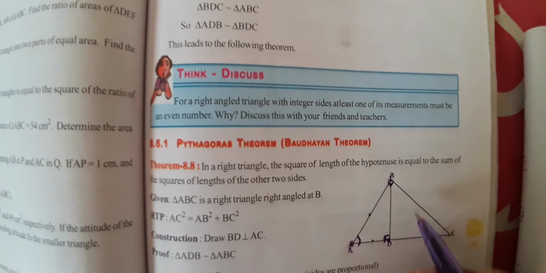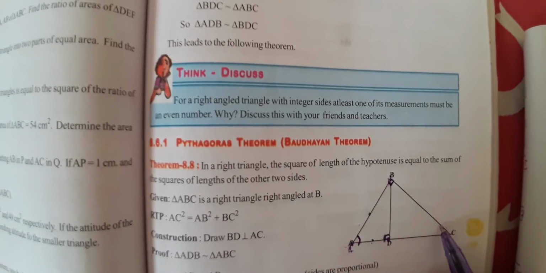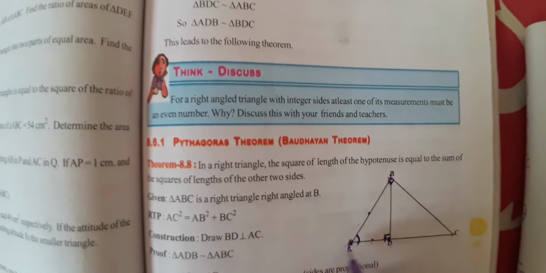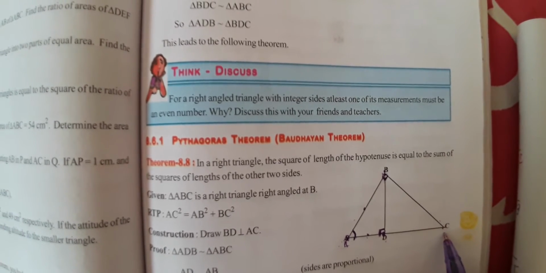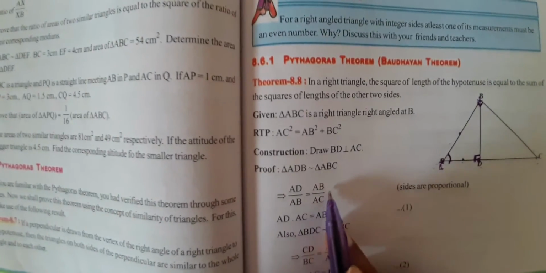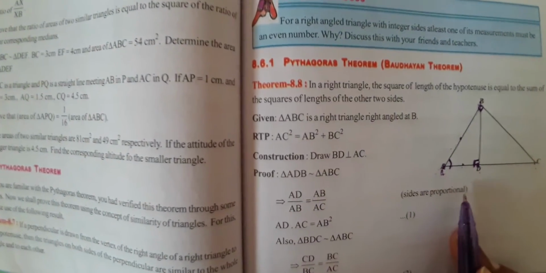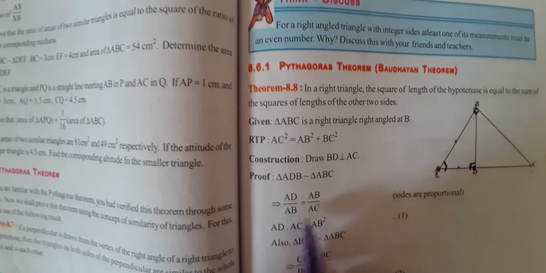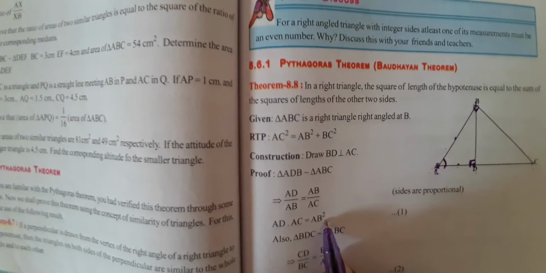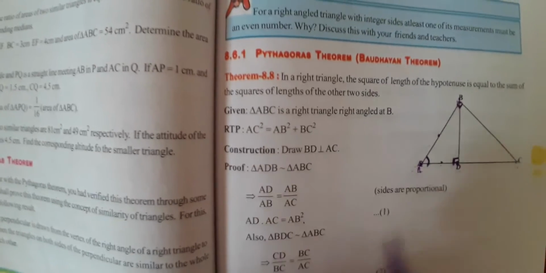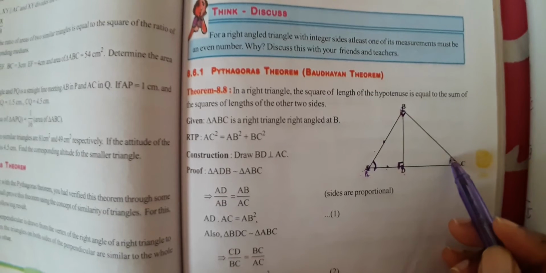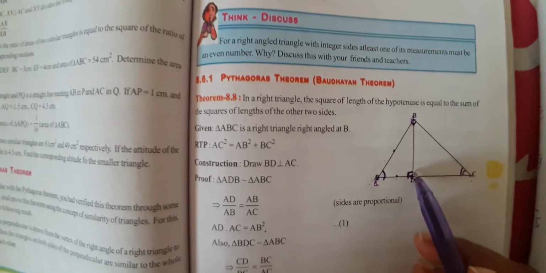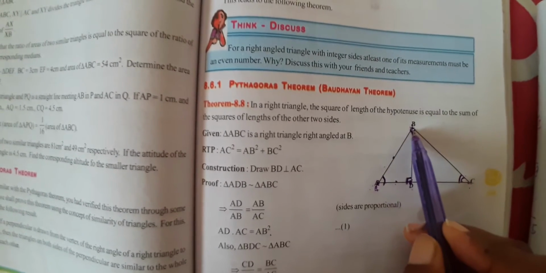Then AB corresponds to AC. So AD by AB is equal to AB by AC, as sides are proportional. By cross multiplication, AD into AC is equal to AB square. In a similar manner, you can show this with the common angle, and D is 90 degrees, B is 90 degrees.